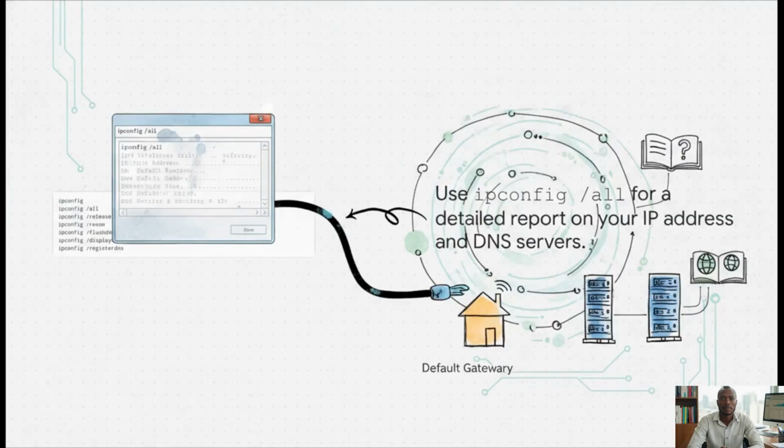So when you type in ipconfig/all, you get this really detailed report. Right away, we can see our IP address, the default gateway, that's just your router, usually, and the DNS servers, which are basically the internet's phone book. And you'll want to pay special attention to that gateway address. We're going to need it for our very next test.